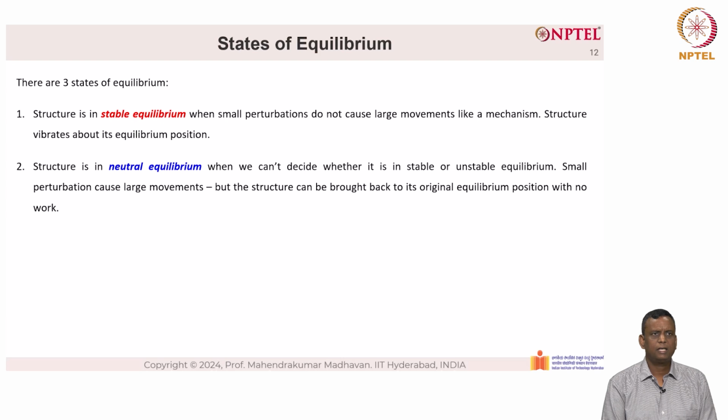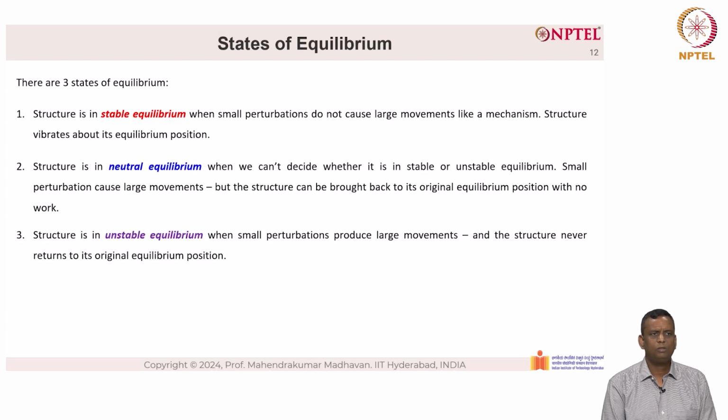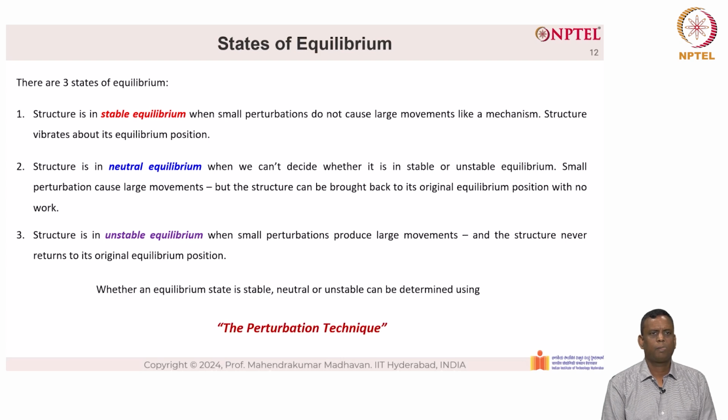The structure is in neutral equilibrium when we can't decide whether it is in stable or unstable equilibrium. Small perturbations cause large movements, but the structure can be brought back to its original equilibrium position with no work. The third one is also known as the unstable equilibrium. A structure is in unstable equilibrium when small perturbations cause large movements and the structure never returns to its original equilibrium position. Whether an equilibrium state is stable, neutral, or unstable can be determined using the perturbation technique.